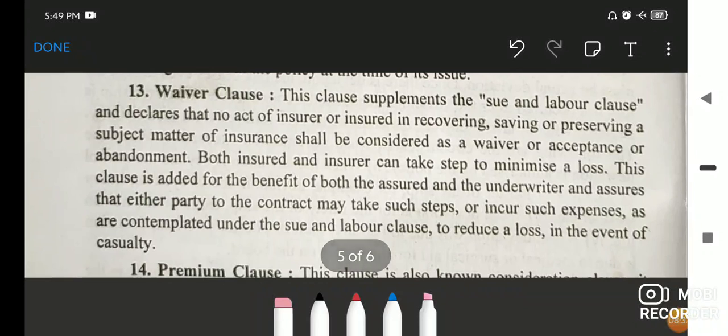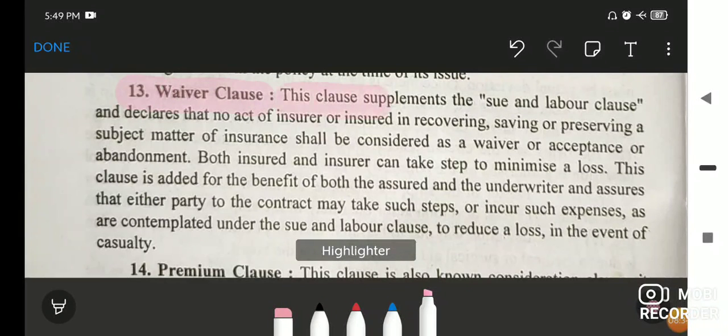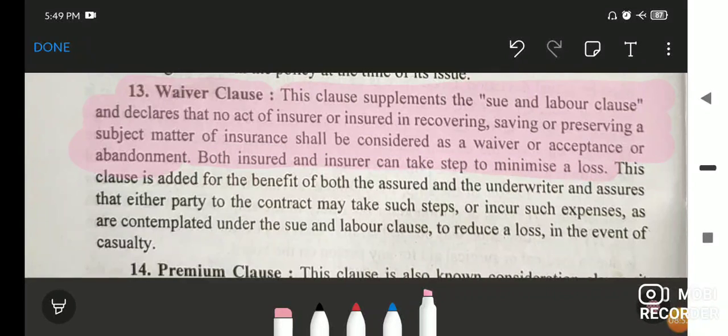And the next is the waiver clause. This clause supplements the sue and labor clause and declares that no act of insurer or insured in recovering, saving or preserving a subject matter of insurance shall be considered as a waiver or acceptance or abandonment. Both insured and insurer can take step to minimize a loss. In case there is any loss that can be mitigated, any loss that can be minimized, both insured and the insurer can take that step to minimize or mitigate the loss.